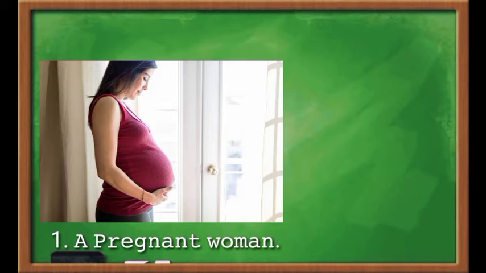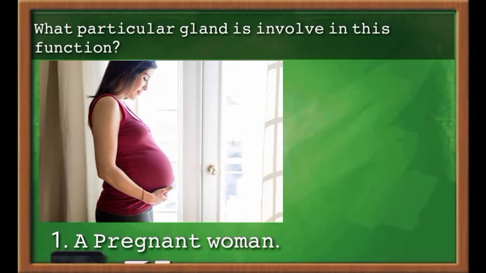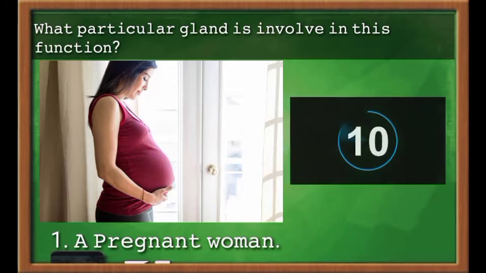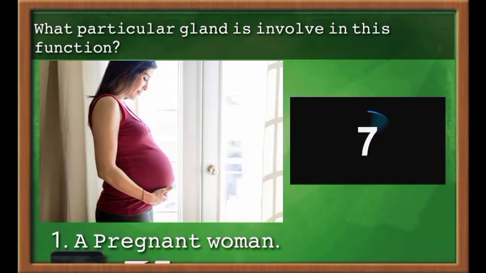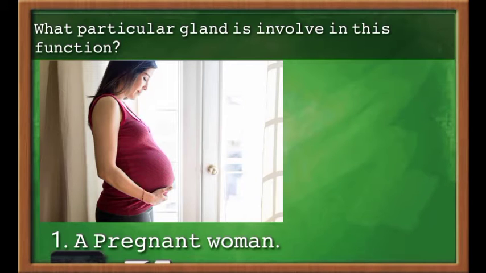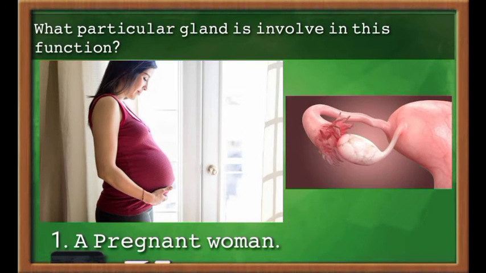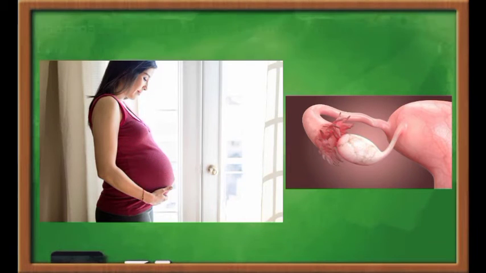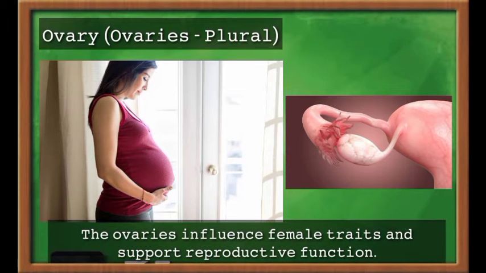Number 1. A pregnant woman. What particular gland is involved in this function? If your answer is ovaries, you got it right. The ovaries influence female traits and support reproductive function.